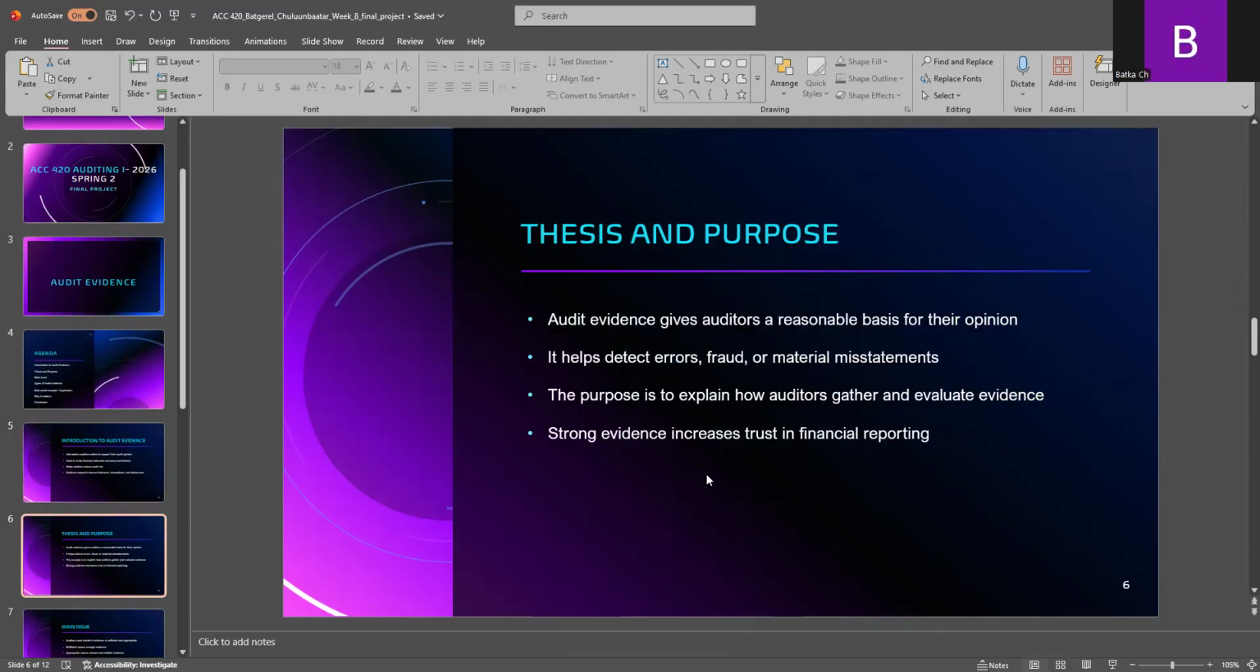My thesis is that audit evidence is important because it gives auditors a reasonable basis for their opinion and helps detect the material misstatements.